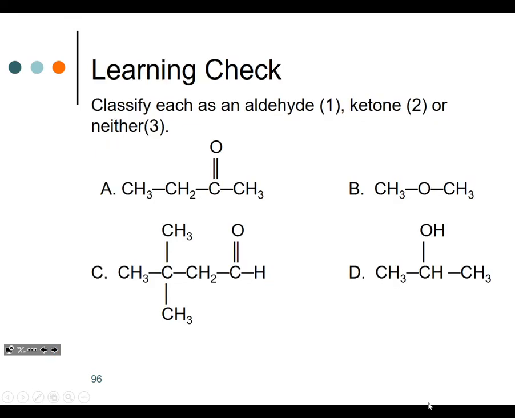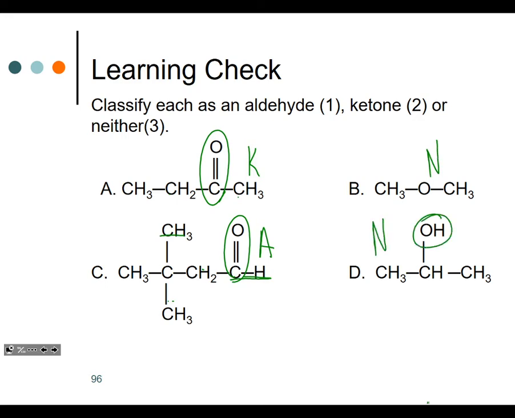All right, so the learning check, classify. We just want to know, is it an aldehyde, a ketone, or none of the above? So here, right away, I'm like, okay, there's nothing else special, just this double bonded oxygen. It is in the middle. So this is a ketone. There's this. Now I'm looking to make sure there's nothing else going on. Yeah, there's some branches, that's fine. But this is an aldehyde because it is on the end. This right here does not have a double bonded oxygen, so it is neither. And look, that is an alcohol, so neither.